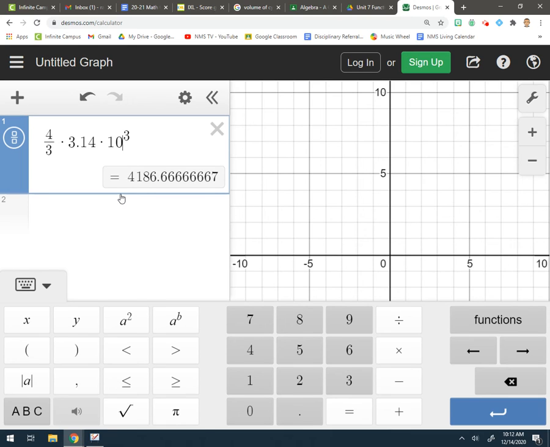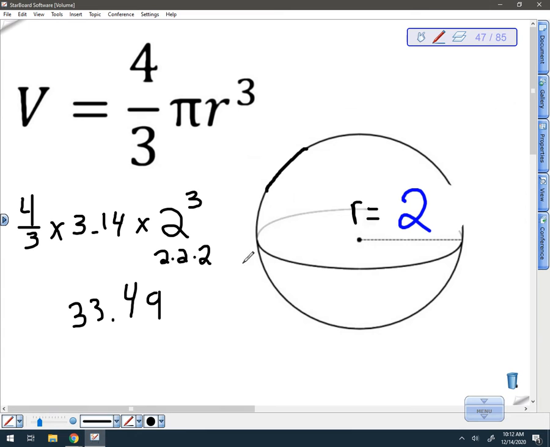So, once you have that part typed in, the 4/3 doesn't change. The times 3.14 doesn't change. The exponent being a 3 doesn't change. The only thing that ever changes is that right there, the number that is the radius of your sphere. So you might want to use Desmos, make your work a little easier.